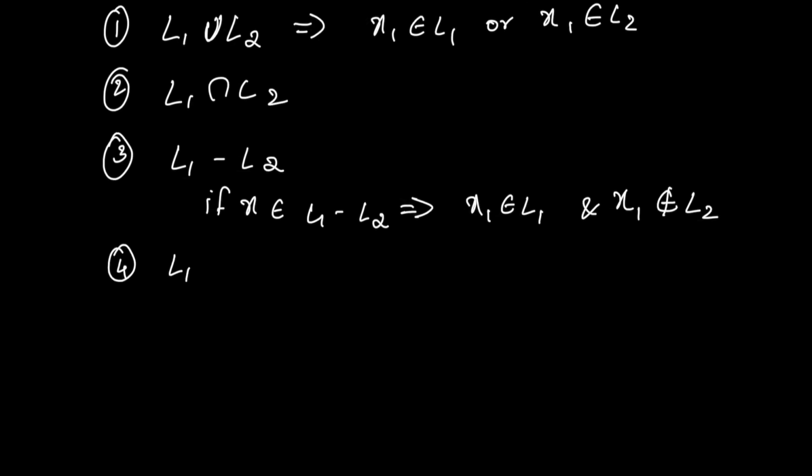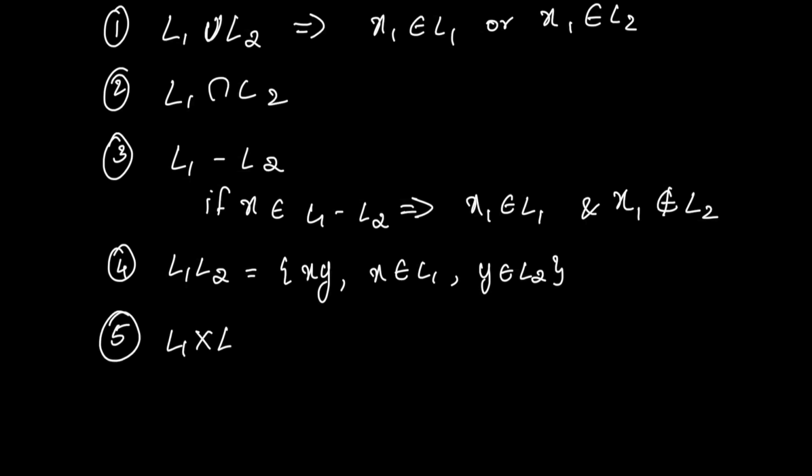Another operation is that languages themselves can be concatenated. This implies a set of strings XY where X is an element of L1 and Y is an element of L2. Now mind you, this is not the same as L1 cross L2. Here it's not string concatenation that happens, but it's a set of pairs (X, Y) such that X is an element of L1 and Y is an element of L2.